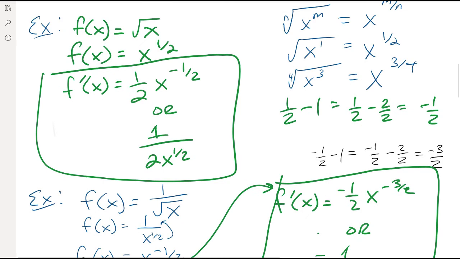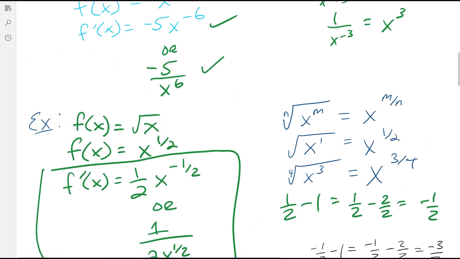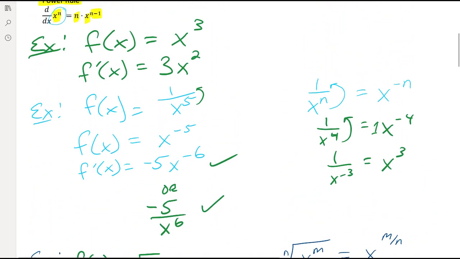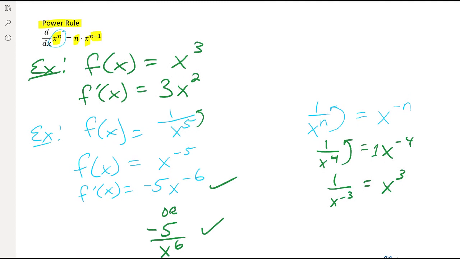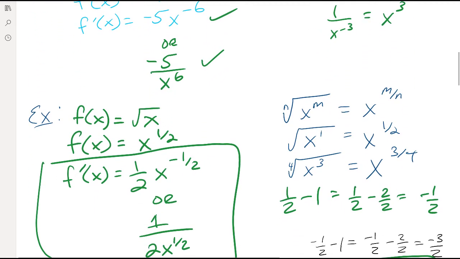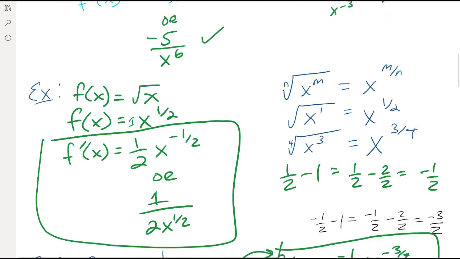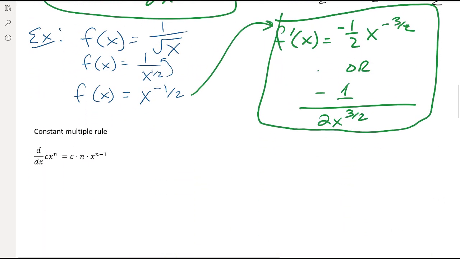Notice up to now, we've assumed that we've had a constant of 1 multiplying every single x value here. Here there's an understood 1, here there was an understood 1, here there's an understood 1. So there's been a 1 everywhere. So what happens if you have something other than a 1 in front of that x and you want to do the power rule? In that case, we call this the constant multiple rule.